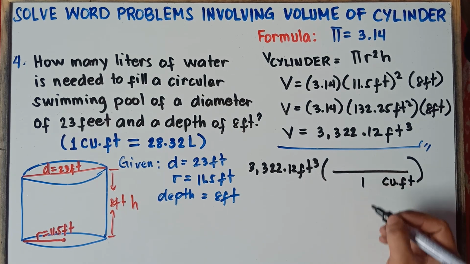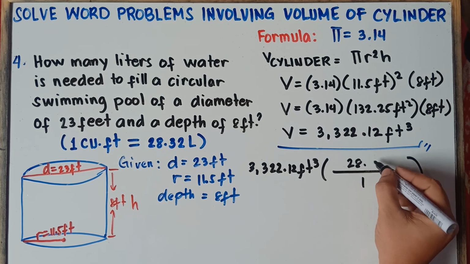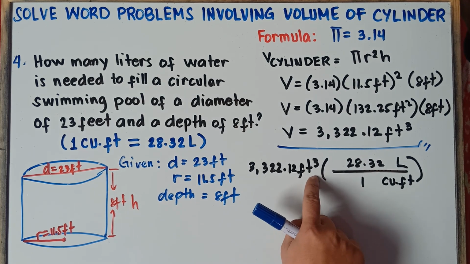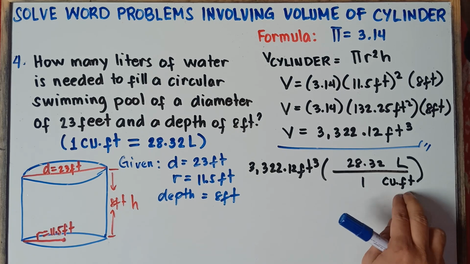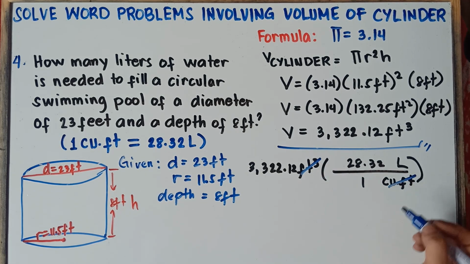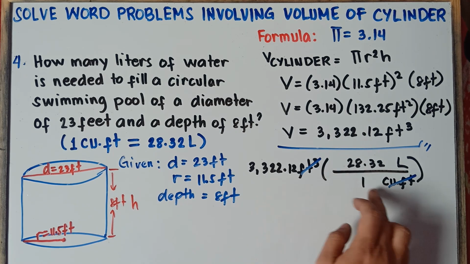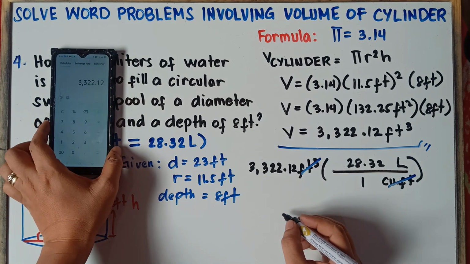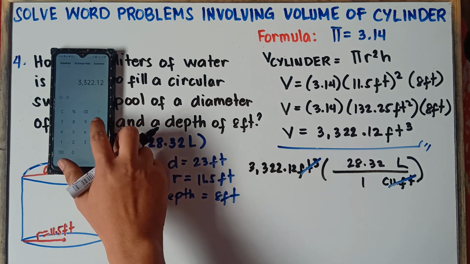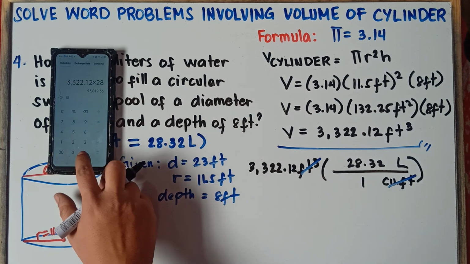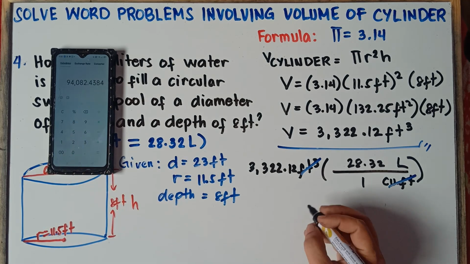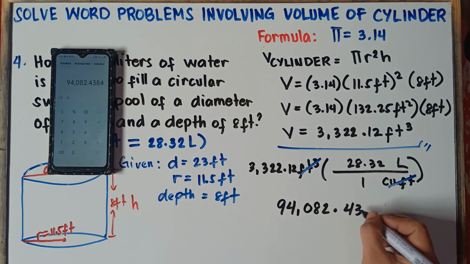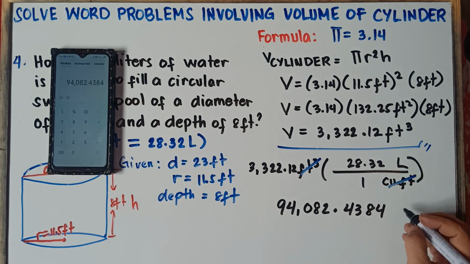And then 1 cubic foot is equal to 28.32 liters. So once again, if this is cubic feet for our given unit, the unit on the denominator must also be cubic feet so that we can cancel out the units. And then simply multiply this one, class, and then you're all set. So simply multiply 3,322.12 multiplied by 28.32. So this will be 94,082.4384. Then do not forget the units, liters.